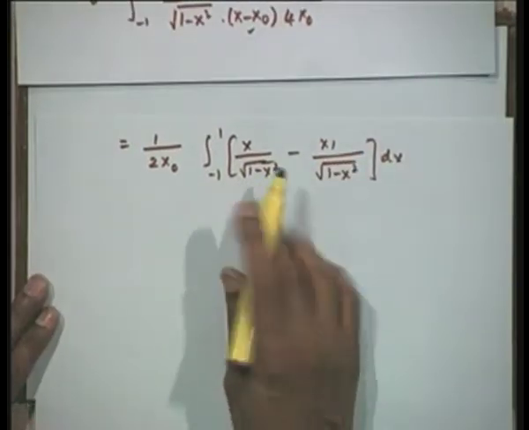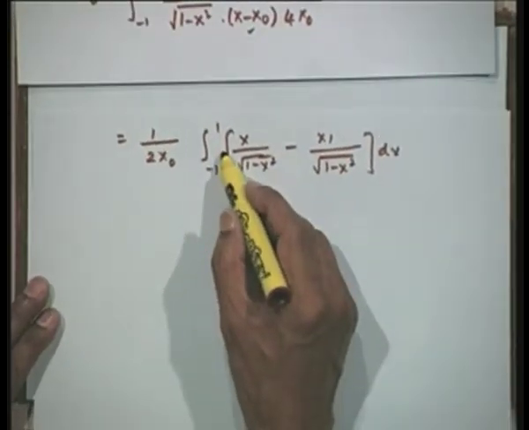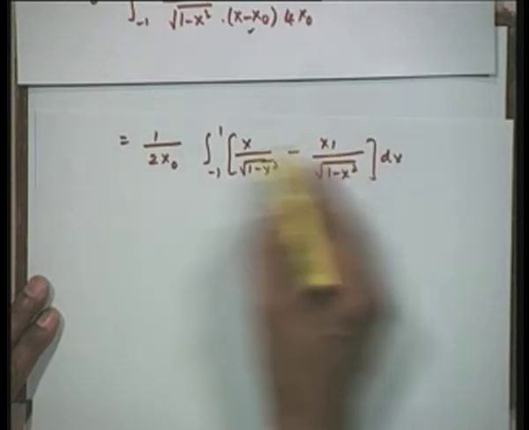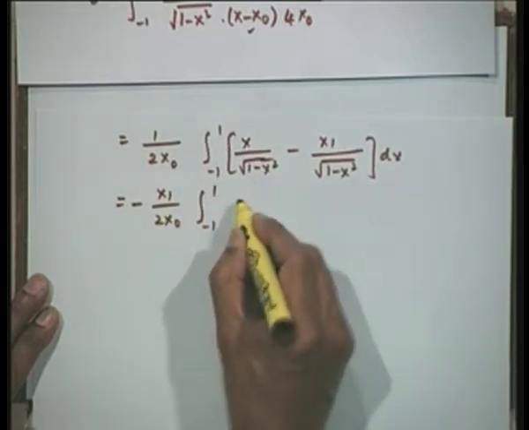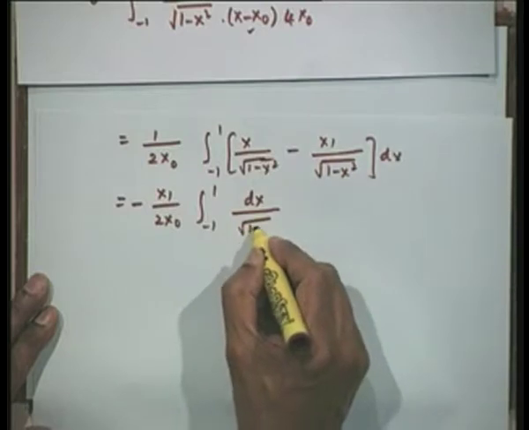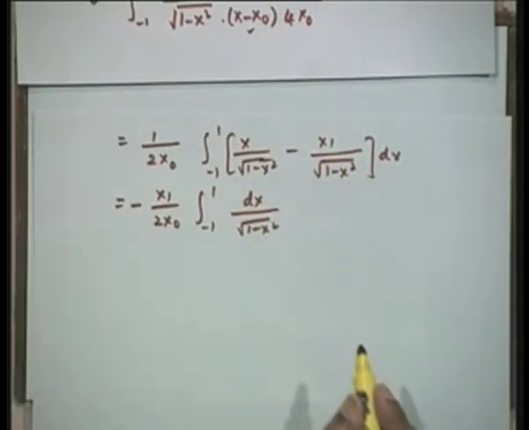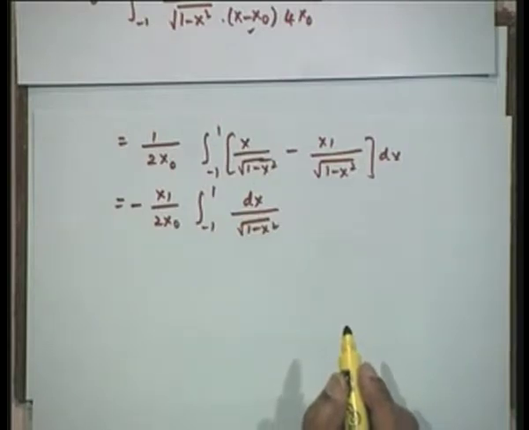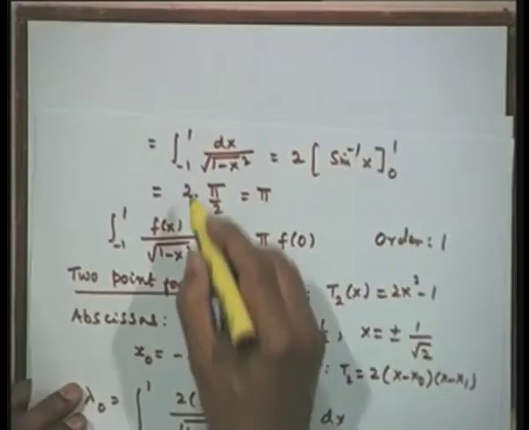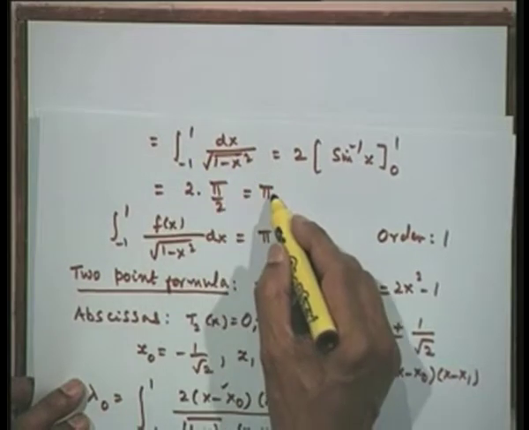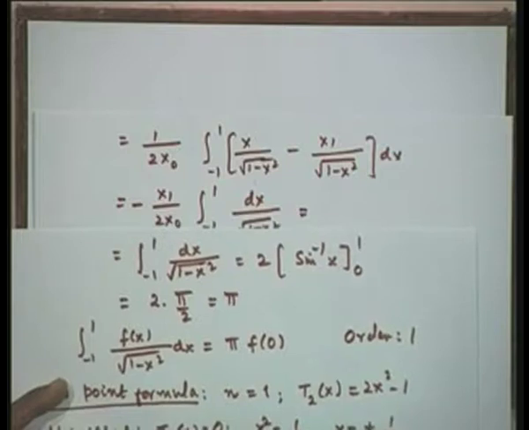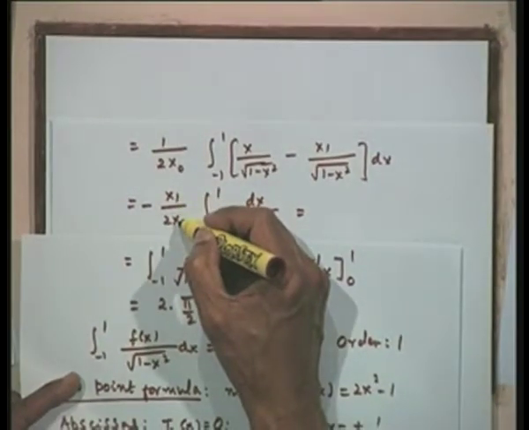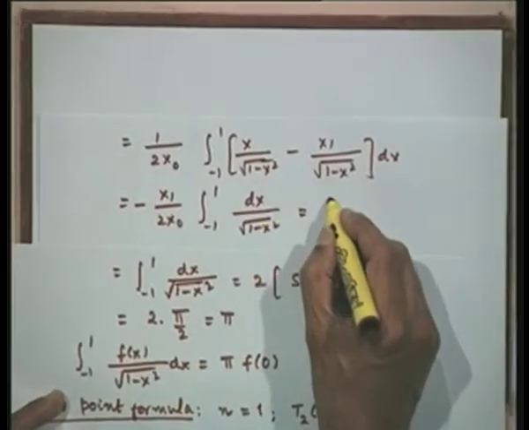This is an odd function, therefore, the value of this is 0 between minus 1 to 1. So, this gives us a value, and let us take the constant out. This is minus x 1 upon twice x naught, minus 1 to 1, dx upon under root of 1 minus x squared. Now, we have just now shown the value of minus 1 to 1 dx upon under root of 1 minus x squared is equal to pi. So, I can use this value as pi, and here the ratio of x 1 and x naught is minus 1. Therefore, we will have a plus half into pi. So, I will have simply pi by 2.